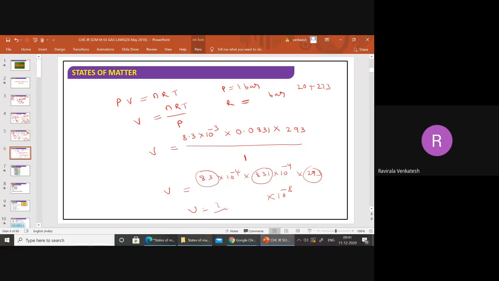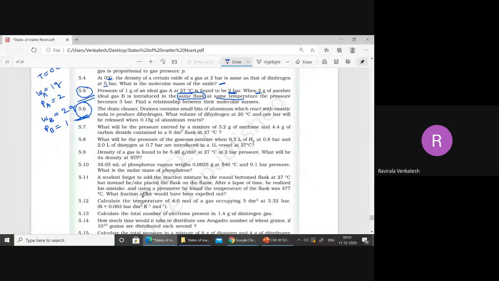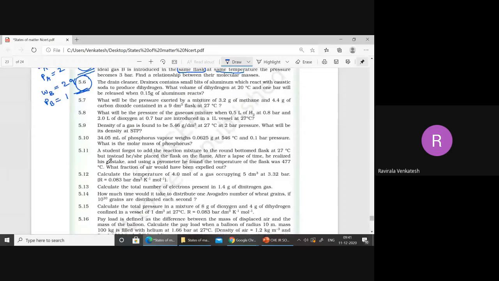Next problem. 5.7. Shall we take 5.7? 5.7 you can do, I think. Sir, yesterday we have done it, I think. We have done 5.8 also. No, sir. 5.8, let me see 5.8 now.